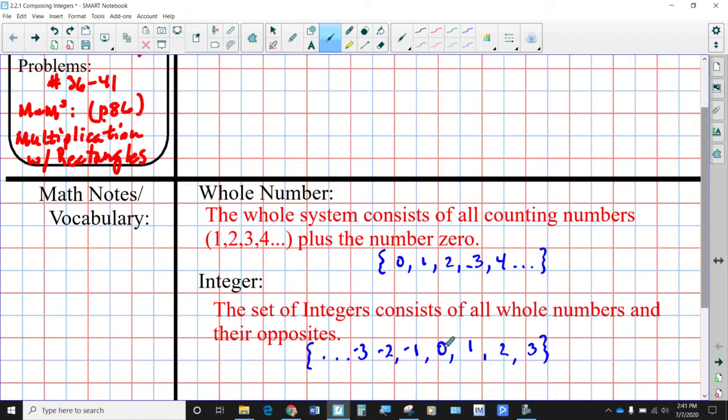So all whole numbers and their opposites, this set of numbers, oops, hold on for a second. Did I not do that right? I meant to do it differently, because that goes all the way to infinity as well.